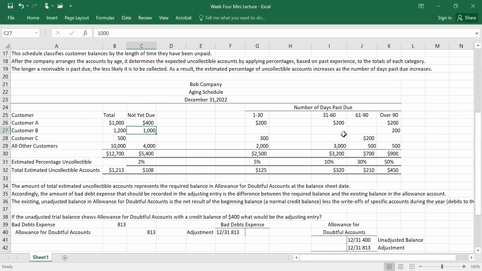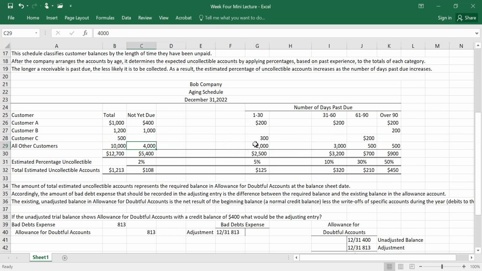Customer B has a total of 1,200. They have 1,000 not yet due, and they have 200 over 90 days. Customer C has a total of 500 due. 300 of that is overdue, 1 to 30 days past due. 200 of that is 61 to 90 days past due. And then all of the customers combined, we have $10,000.